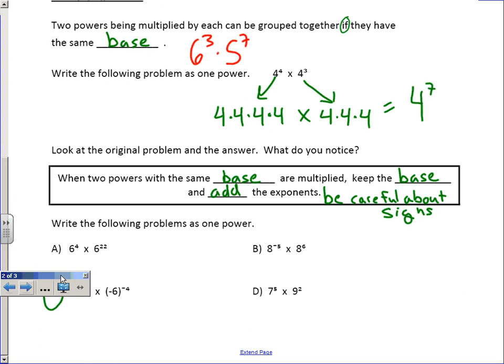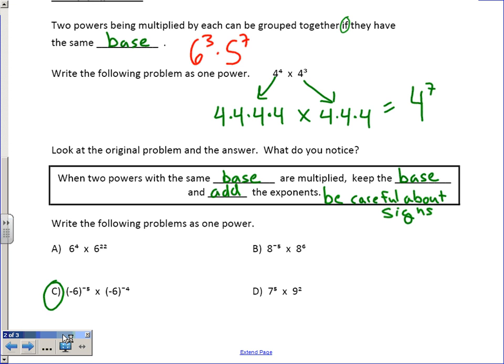Okay, let's try A. So A, we're going to look at it, and let's see, there is the same base, 6. Our directions are important because they tell us to write the following problem as 1 power. They don't tell us to evaluate, so we don't have to do all this math, which is great because that'd be a huge number. All we need to do is put together these powers.